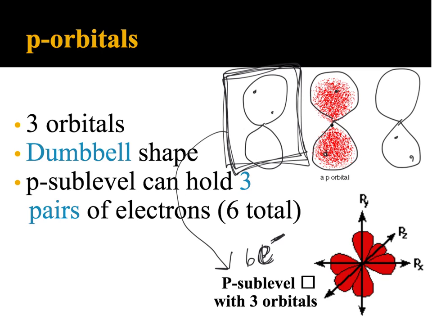So I need you to understand the difference between an orbital, which holds 2, and the entire sublevel, which will hold all 6.